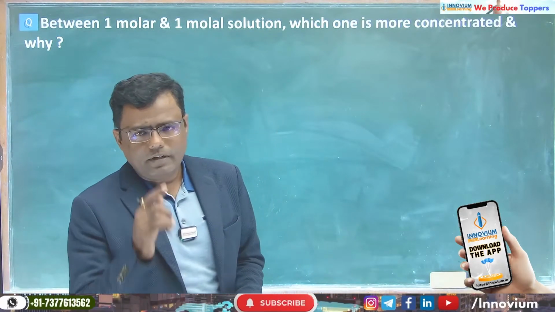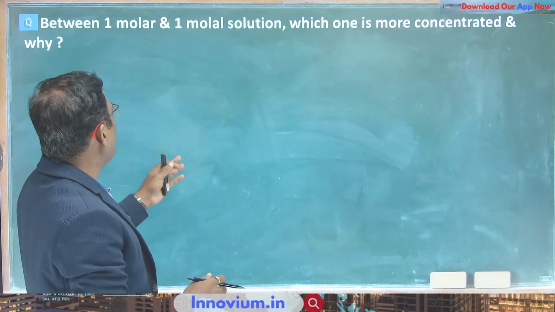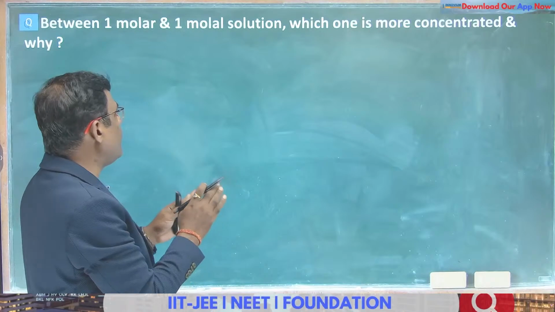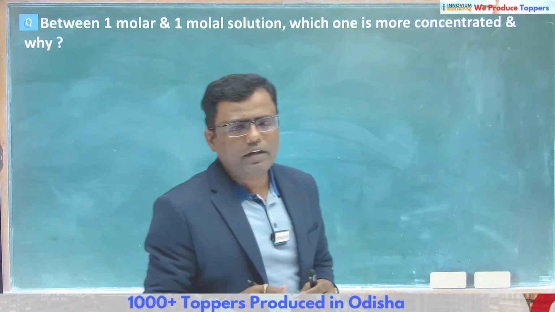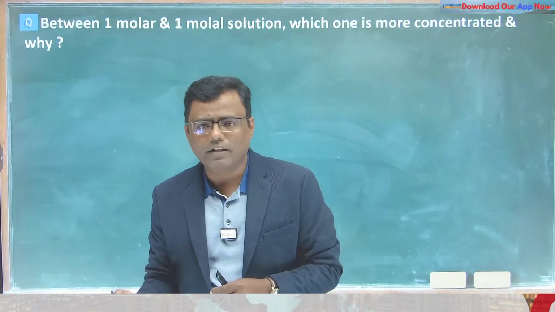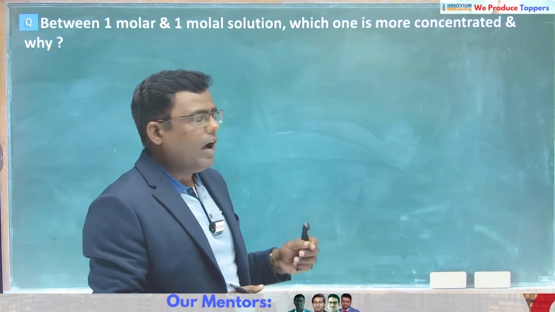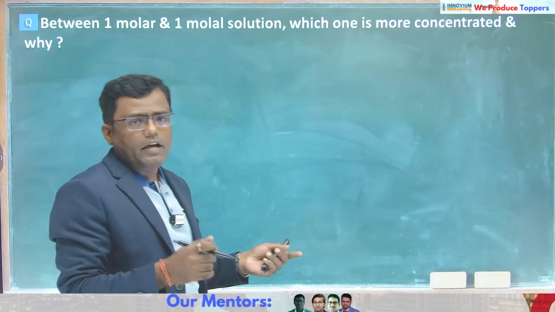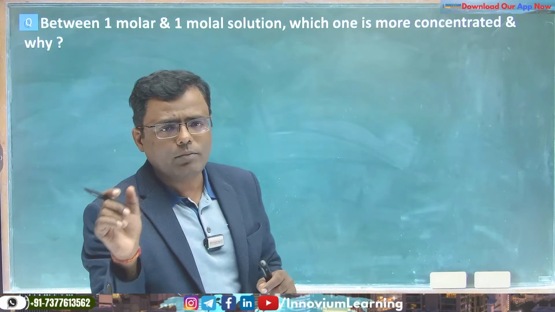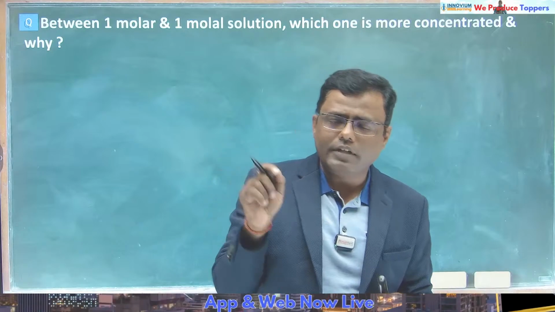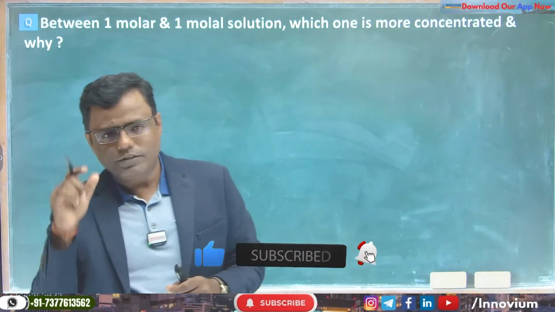Whenever we consider the same concentration value of molarity and molality for the same solution, suppose you consider 5 molar H2SO4 solution and 5 molal H2SO4 solution, meaning the same solution with molarity and the same solution with molality, and the magnitudes are the same, then which one is more concentrated? This is a very fundamental question.